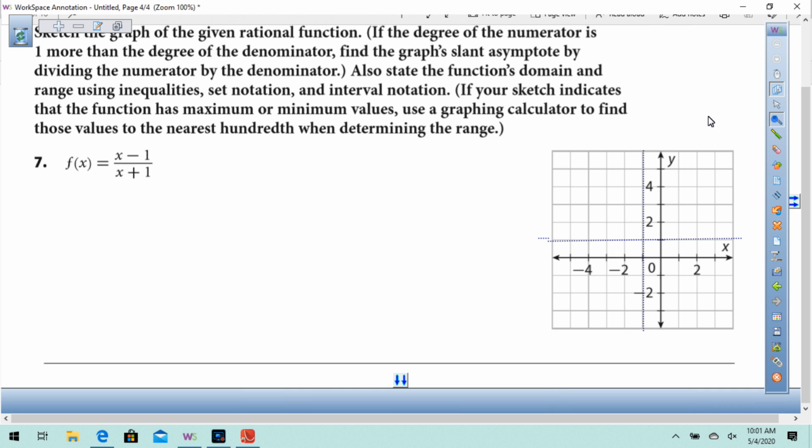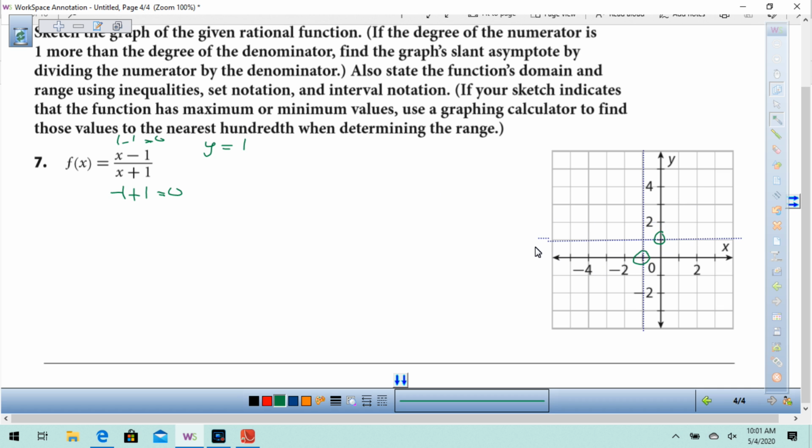Notice here, 1 minus 1 equals 0, right? So notice y equals 1, okay? It doesn't touch it. Down here, -1 plus 1 equals 0. So on the x-axis, we have -1. On the y-axis, since up here we had +1 and -1, our graph is going to look something like this right here.